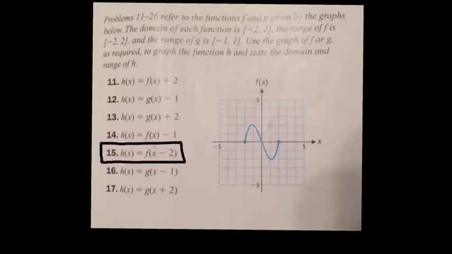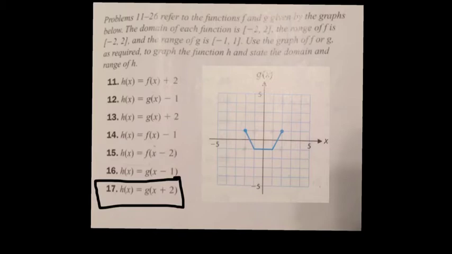So the point -2, 0 becomes 0, 0. The point 0, 0 becomes 2, 0. The point 2, 0 becomes 4, 0. The point -1, 2, or approximately -1, 2, becomes 1, 2. And the point 1, -2 becomes 3, -2. If I follow that pattern, follow that shape of the graph, this can be my function f that has been shifted 2 units to the right. So this is my new function h of x.